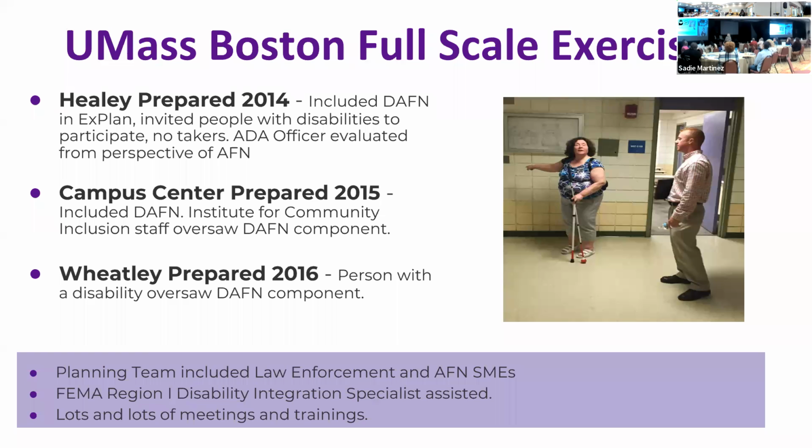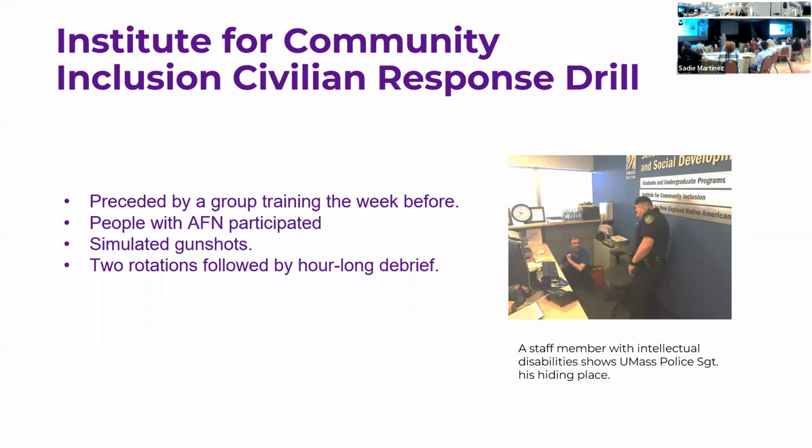So we did a number of these disability exercises that included people with disabilities, with the intent of better understanding our community, better understanding what we should tell people. The planning team included law enforcement and access and functional needs SMEs, subject matter experts. We involved the FEMA Region 1 disability integration specialist, and there were lots of meetings and training. Now, doing this kind of work is difficult because, again, we all like to follow a checklist, right? We're making the checklist.